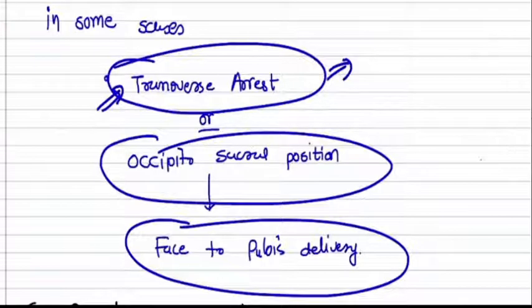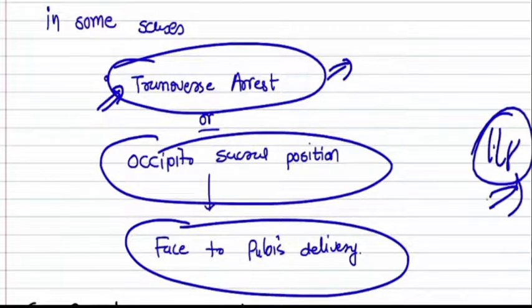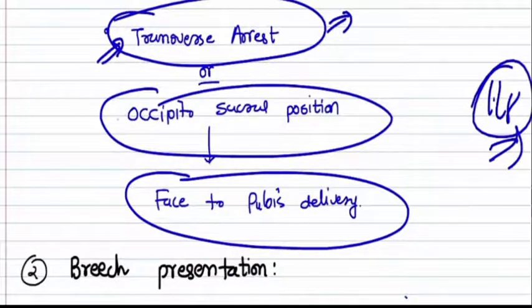If the fetal head rotates, internal rotation happens posteriorly by 1/8 of the circle, then it becomes occipitosacral position, in which the face-to-pubis delivery can happen.